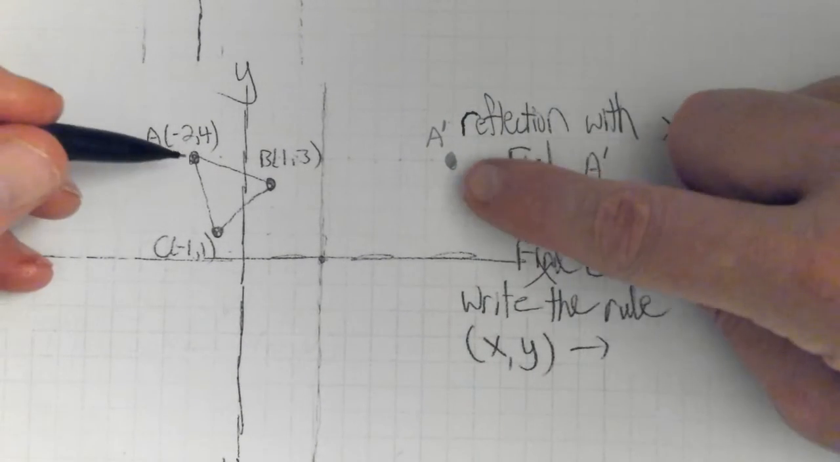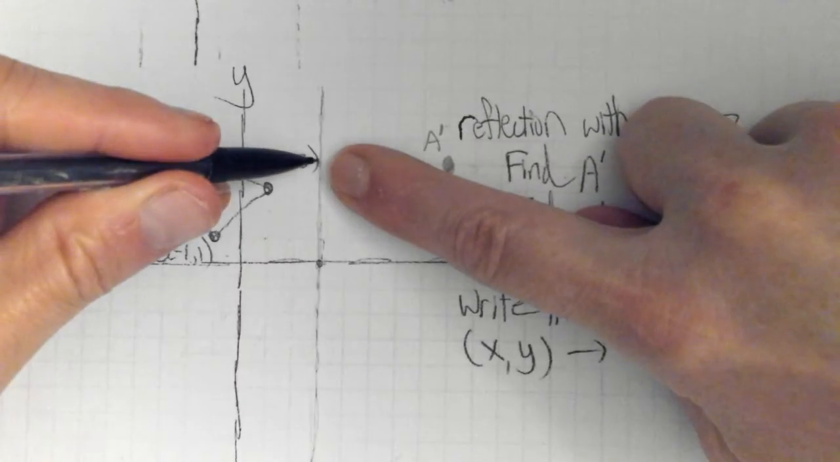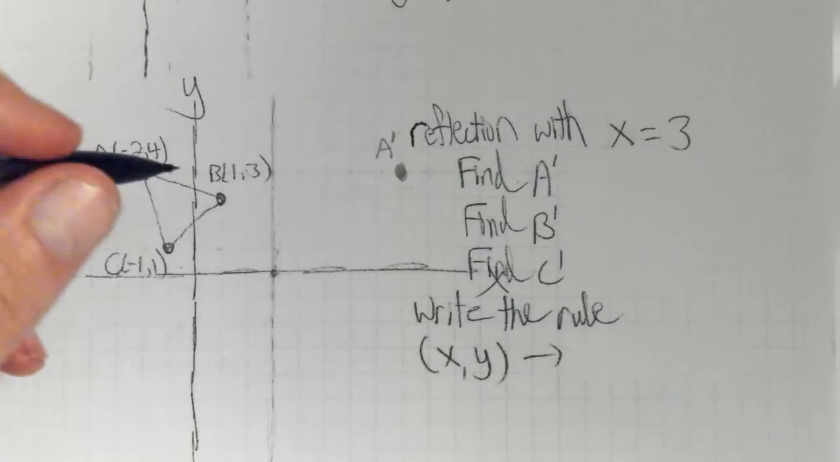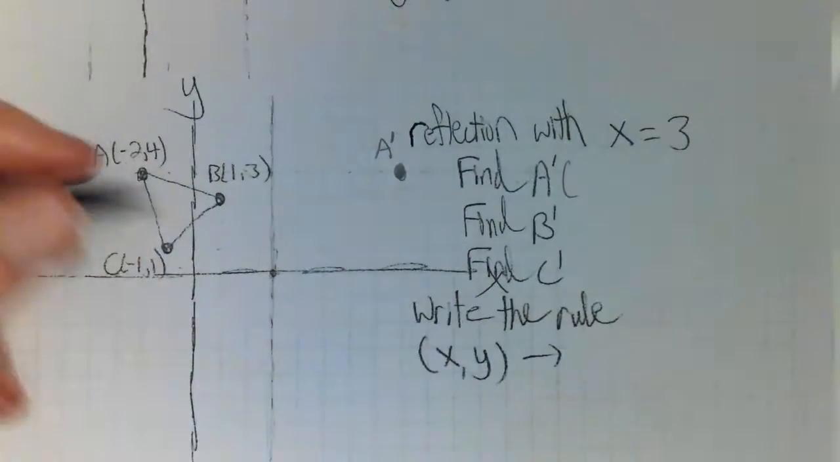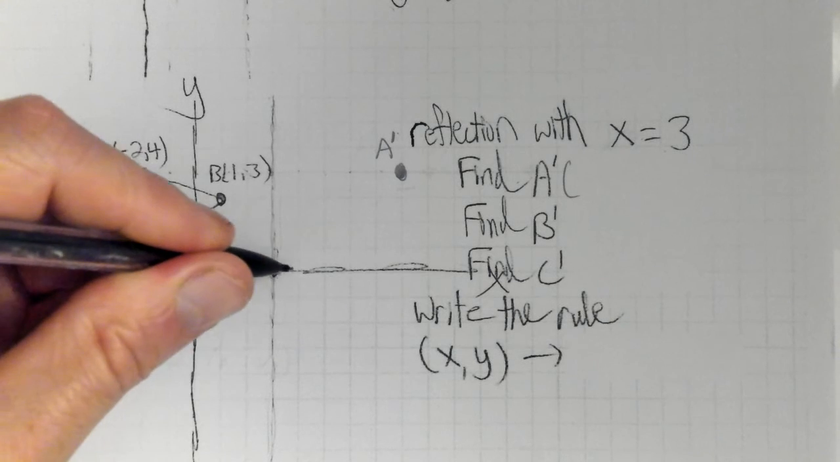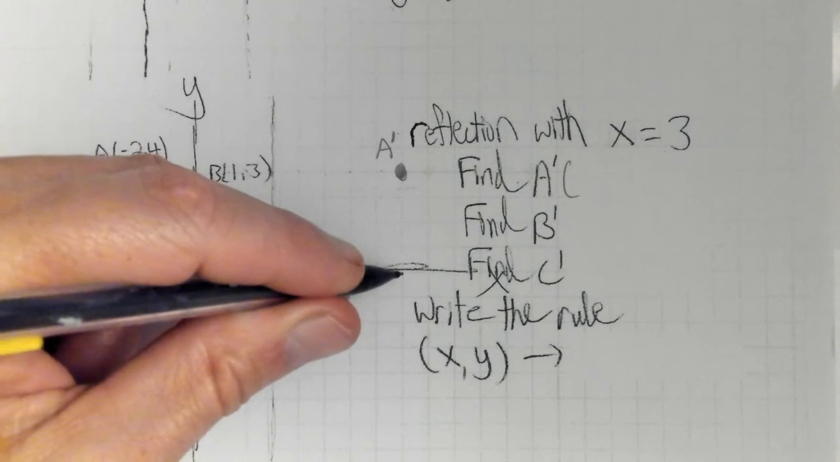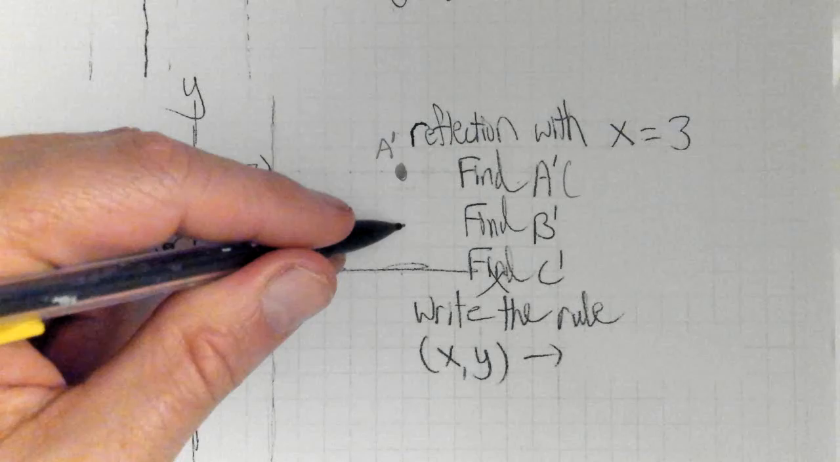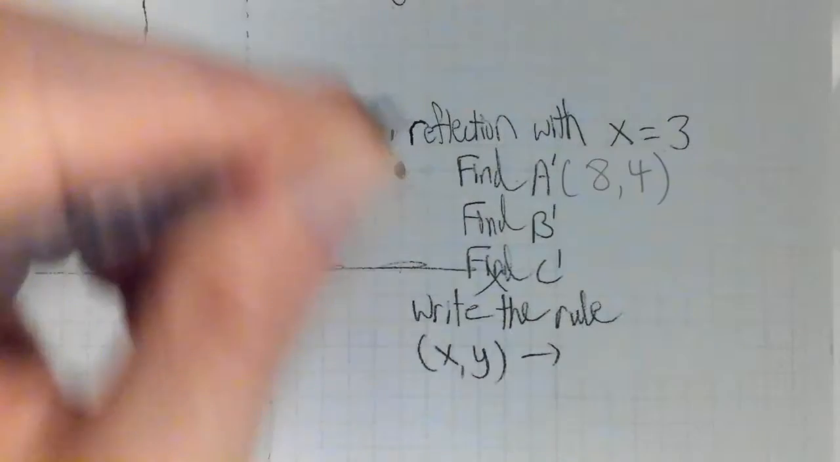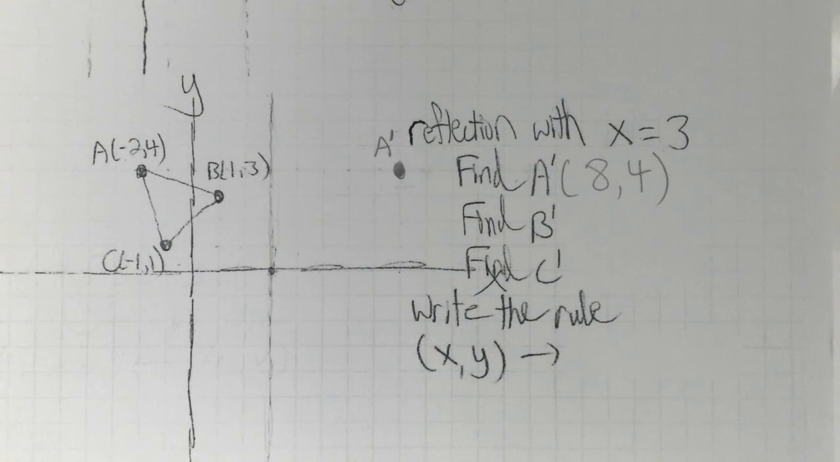Notice it's the same distance away from the line of reflection, which is here. What are the coordinates? Let's count it and see. Now remember, when you're counting coordinates, you have to count from 0, 0. So it's going to be 1, 2, 3, 4, 5, 6, 7, 8. And up by 1, 2, 3, 4. So that means 8, 4. That is going to be the coordinates for A prime.